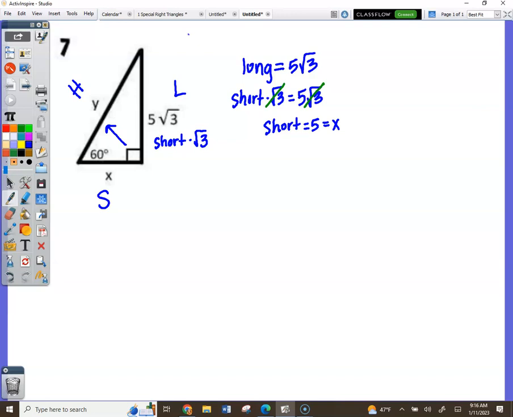See it? I want to show you another one that's not on there because there's another one that's not as pretty. But let's finish it. If the short's 5, what's the hypotenuse? What's the letter? Y. Y will be 10.